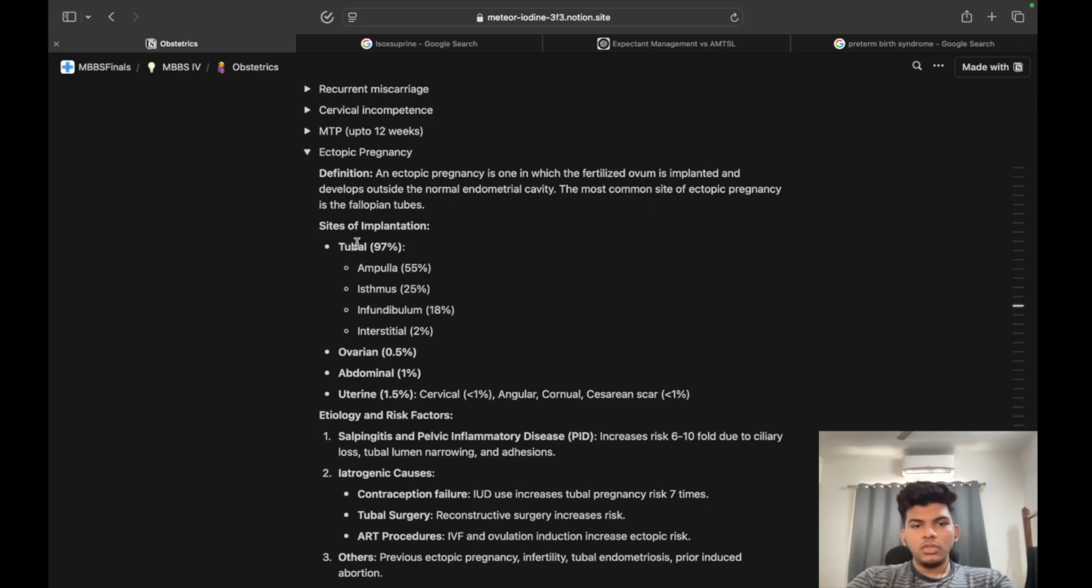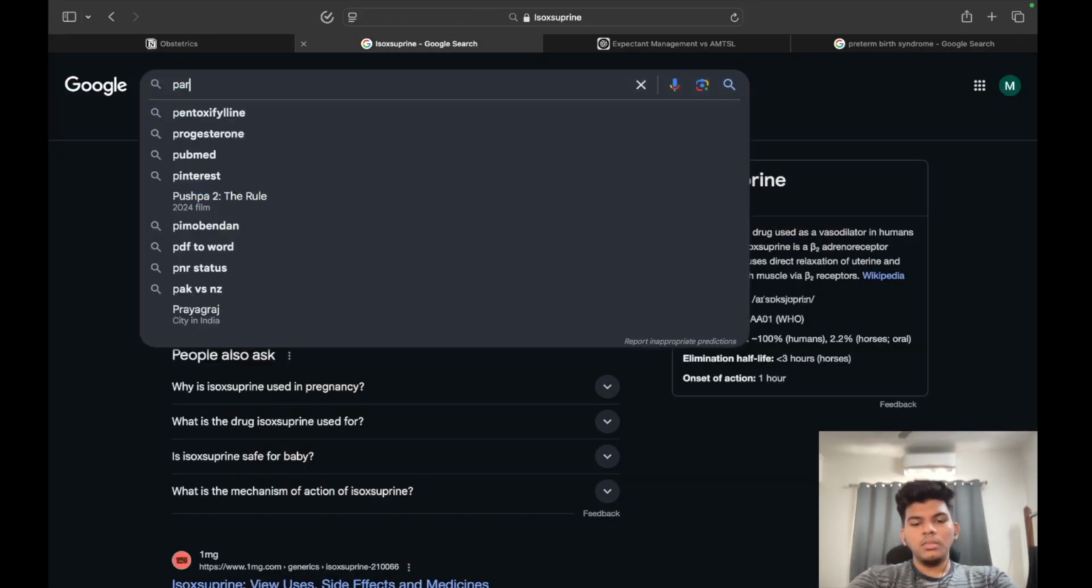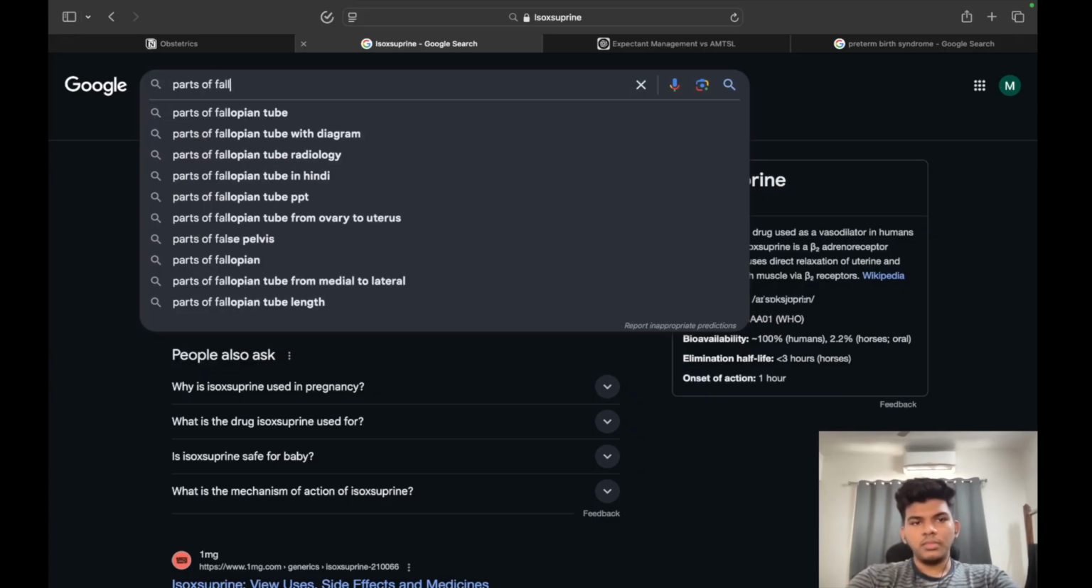Coming to sites, tubal is the most common, and then ovarian, then abdominal, then the uterine. Under tubal we have the most common sites: ampulla, isthmus, infundibulum and interstitial. Let's look at a diagram to see the parts of the fallopian tube.